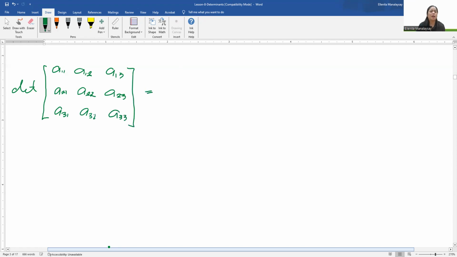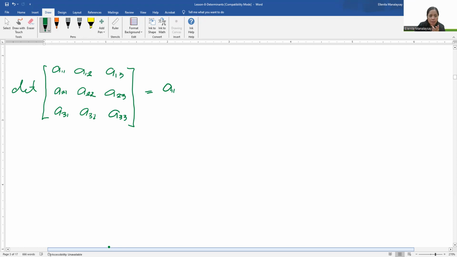Okay, equals. So by definition, we get the arrangement of these elements. If first we start with A11, we will combine this, or multiply this with an entry from the second row, but not from the first column.